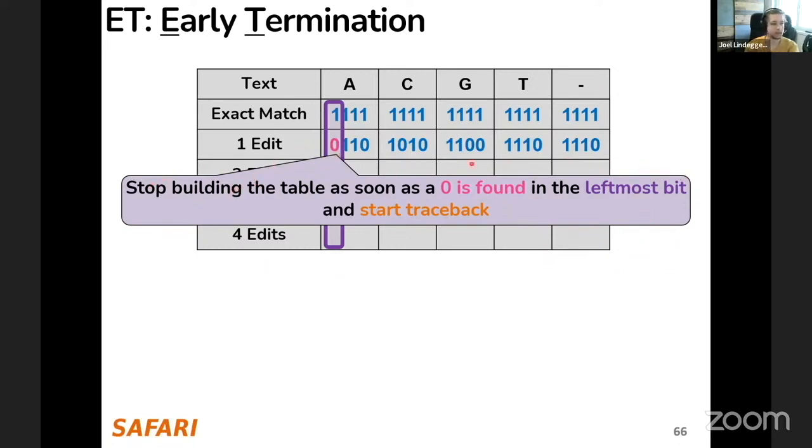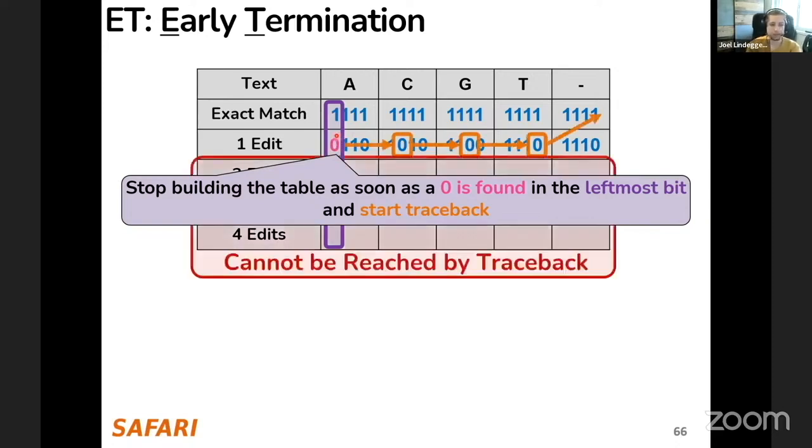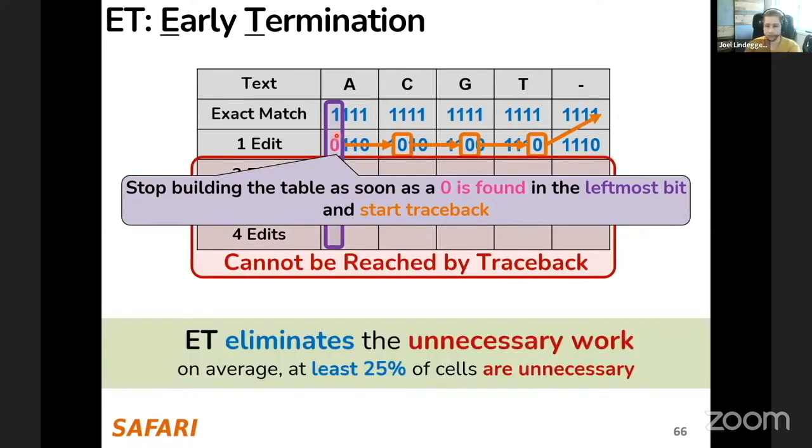So if we stop building the table as soon as we find that 0 that indicates the edit distance, and then start traceback from there, then the area that cannot be reached by traceback is also not computed, and this eliminates the unnecessary work. We calculate that this is at least 25% on average of the entire dynamic programming table. And when you have very similar sequence pairs, then this is even much more.